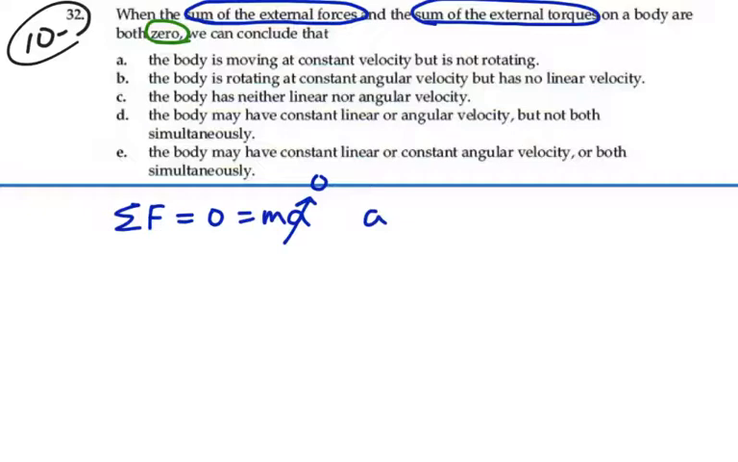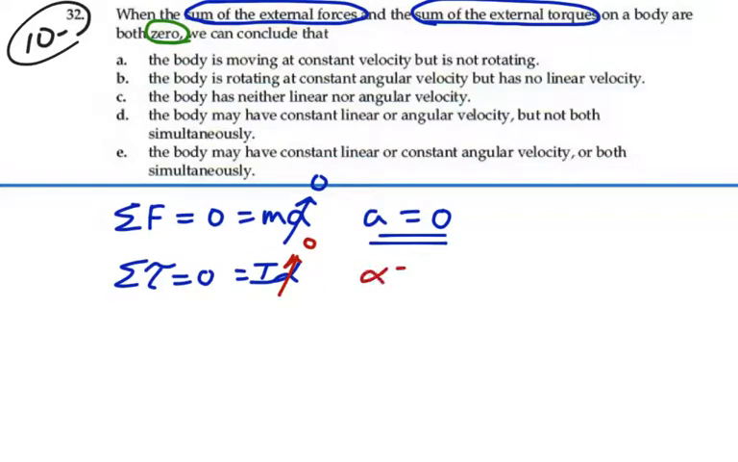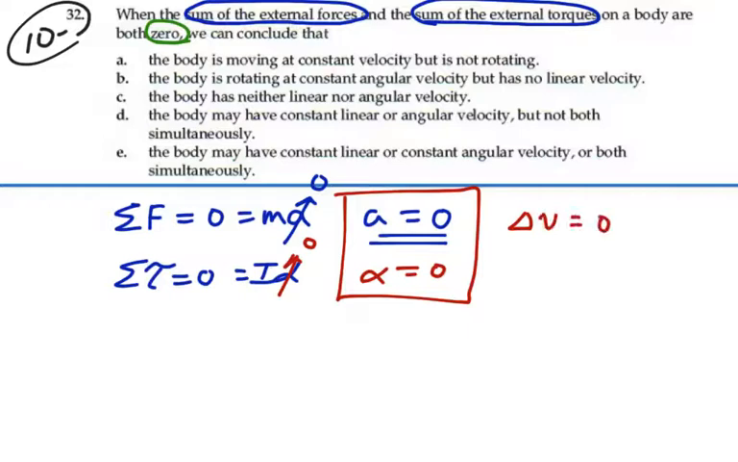So our linear acceleration is zero. And if the sum of the torques is zero, which is the moment of inertia times angular acceleration, that would mean that the angular acceleration is zero. So these two things would be zero in this case. That means we have no change in velocity. Our change in velocity is zero, and no change in angular velocity.